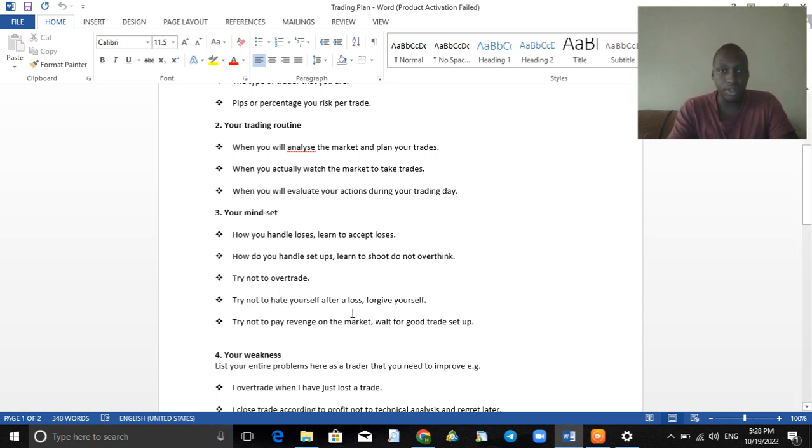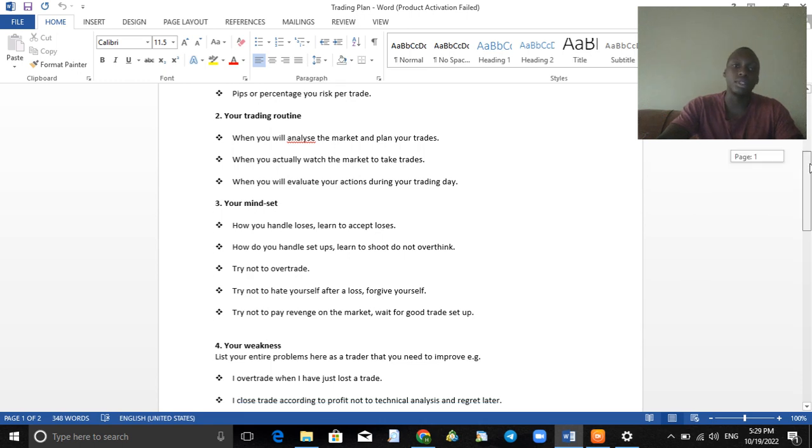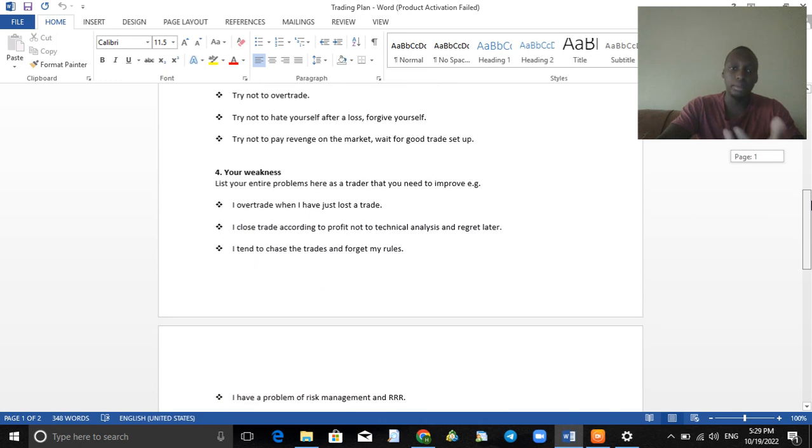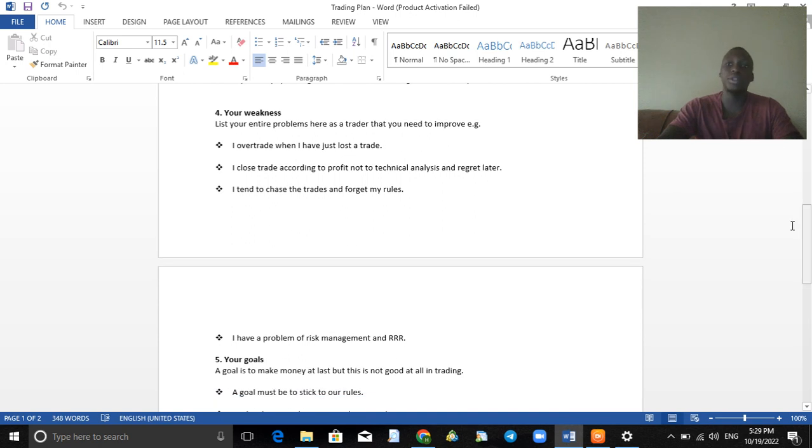Try not to take revenge on the market. Wait for a good trade setup. After a losing trade, do not try to leverage your account to make that money back. Revenge trading is one of the things which makes traders lose their accounts. Why? They want to make back the money they lost in that same day, which leads to paying out their account.